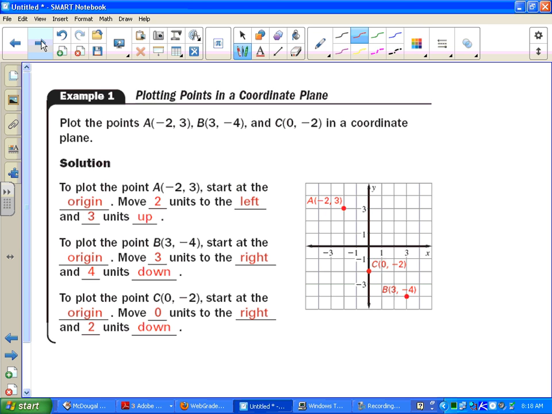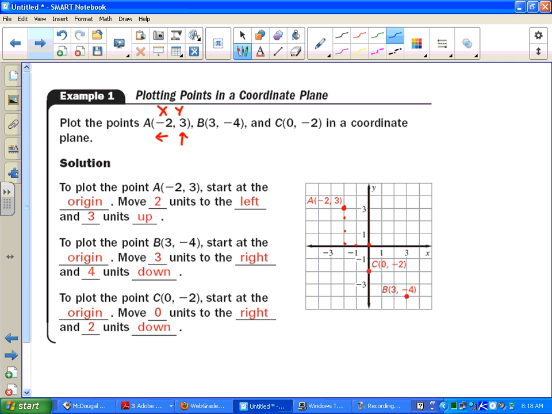Okay, here's example number 1. You're plotting A, B, and C, and they give you 3 different values of A, B, and C. The first one, -2, 3, remember, it's always your x value followed by your y value. -2 tells you to go to the left 2 times. Y tells you to go up 3 times. So your first one, -2, 3, you start off at the origin and you go to the left 2 times, once, twice, and up 3 times, once, twice, 3 times, and that's why we have a plot there.